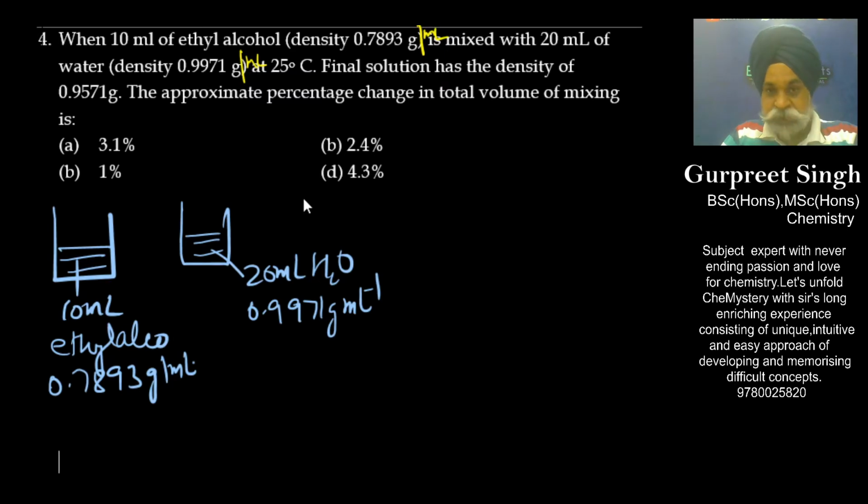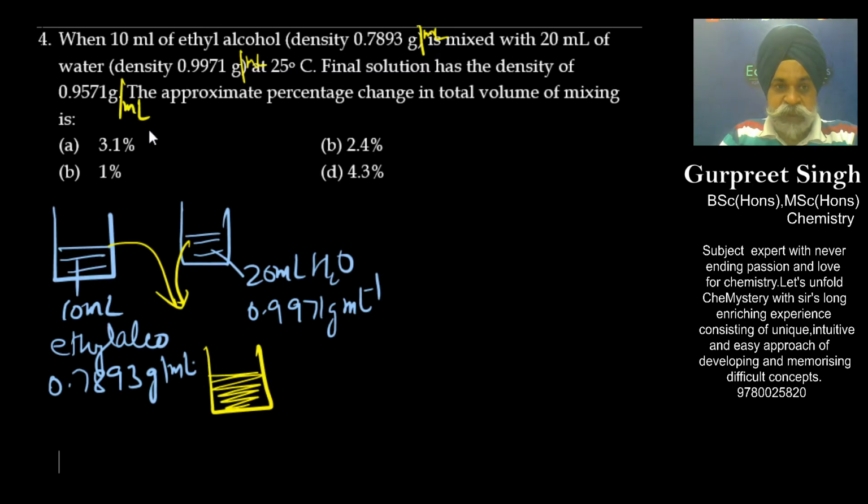These are mixed together, and after mixing them together, what you get is a solution again of ethyl alcohol, and the density of this final solution is this much gram per ml. So what the question is asking: find the approximate change in total volume on mixing. If it remains 30 ml on mixing, then it's fine, there is no change in volume. But if the volume gets changed because of the new intermolecular forces which come into play on mixing, the volume can either increase or decrease. So he's asking whether there is any change in the volume.